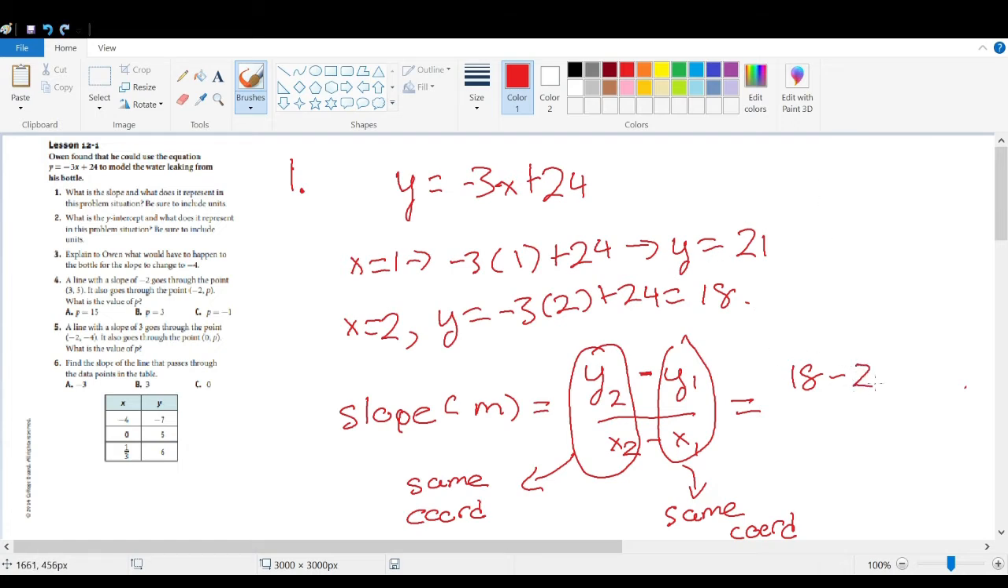21. Next, we want the x of the second coordinate. Well, that's 2 minus the x of the first coordinate, which is 1. And you can choose any 2 coordinates. We have the x of the second coordinate, which is 2, and the x of the first coordinate, which is 1. Now we just do minus 3 over 1 is equal to minus 3. And that's our answer.